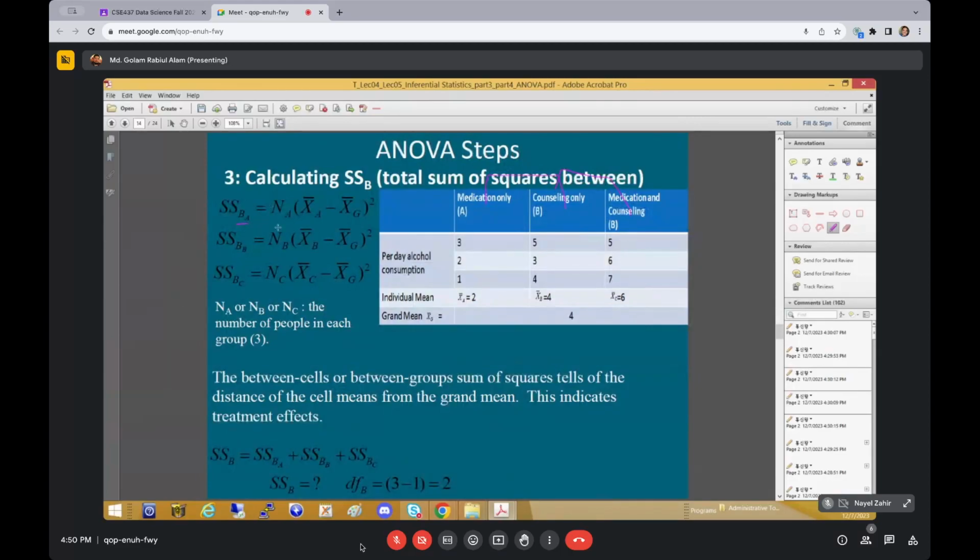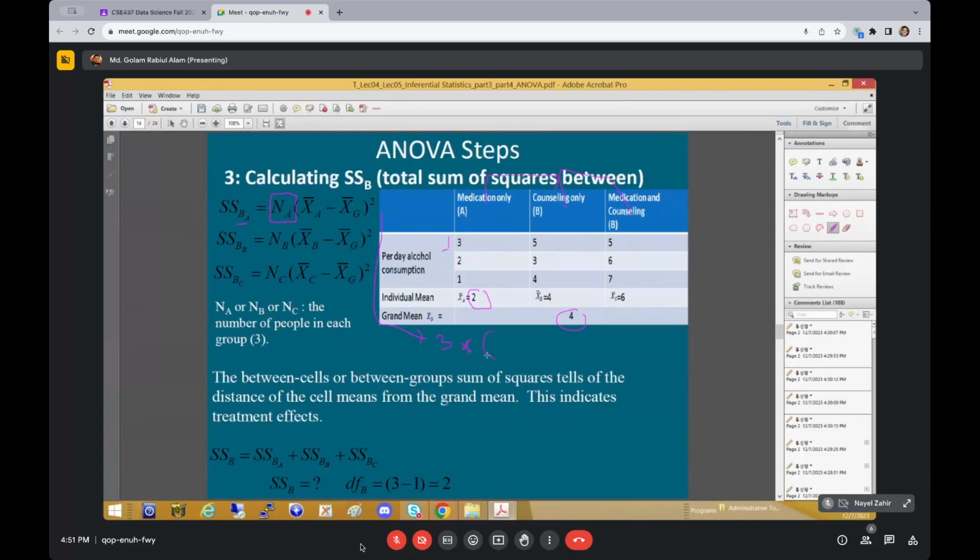In this case, we can see NA is the number of individuals. We can see individual 1, individual 2, and individual 3, so that means 3 individuals. And XA minus X bar G, squared. XA is this, X bar G is 4. So in this case, the number of people here is 3. Number of individuals is 3.